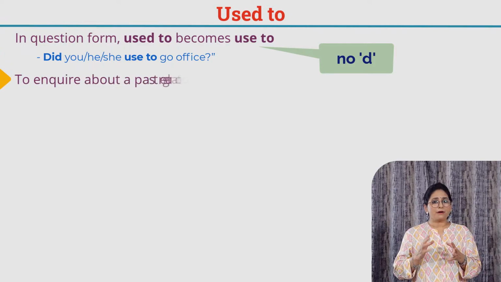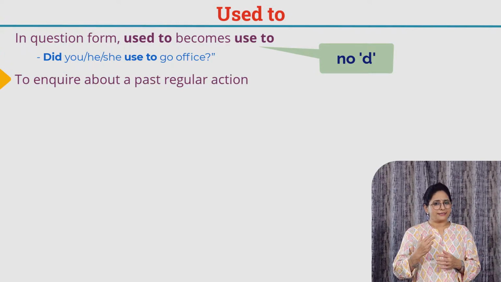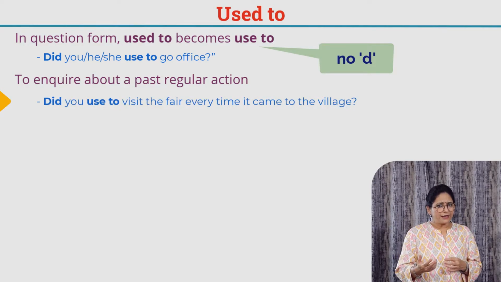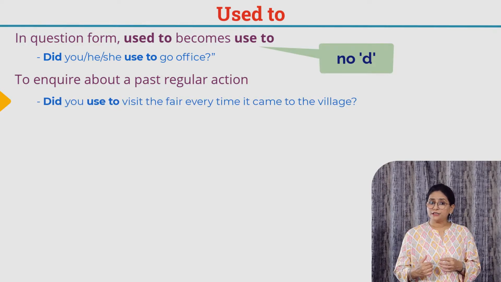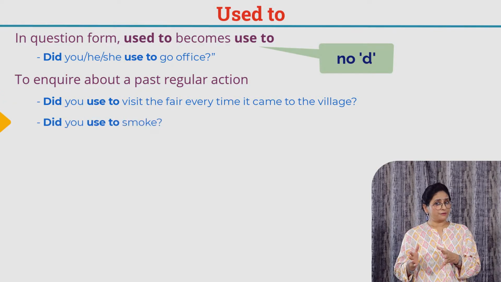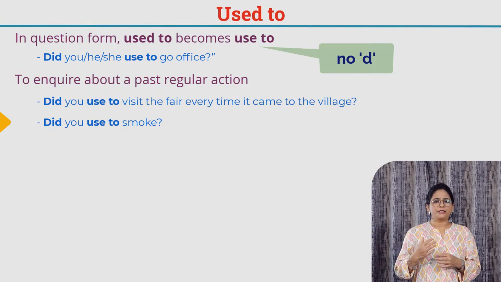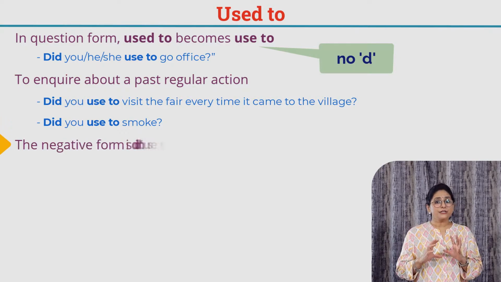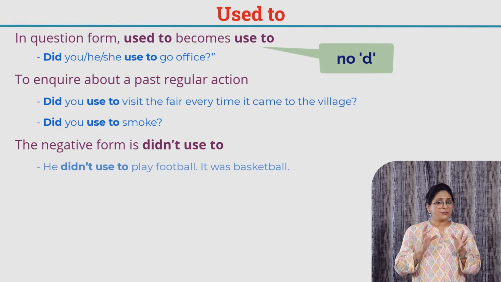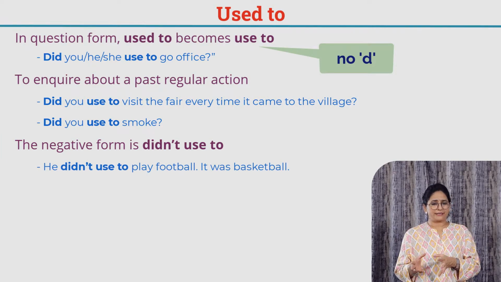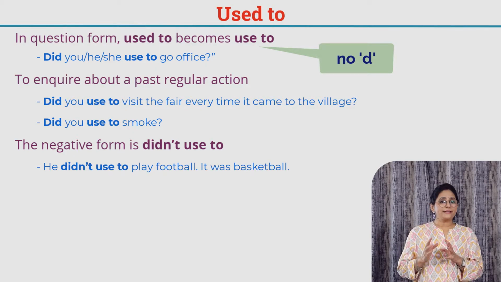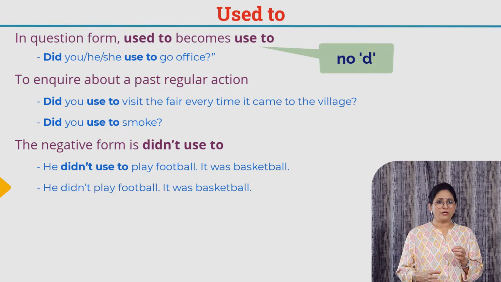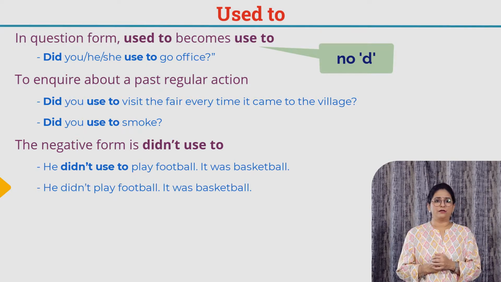To inquire about a past regular action, we can say, did you used to visit the fair every time it came to the village? Did you used to smoke? It is now usual to say, did you smoke when you were in college? Using used to in a question is uncommon nowadays. The negative form is didn't used to. He didn't used to play football. It was basketball. It is usual these days to say he didn't play football, it was basketball.